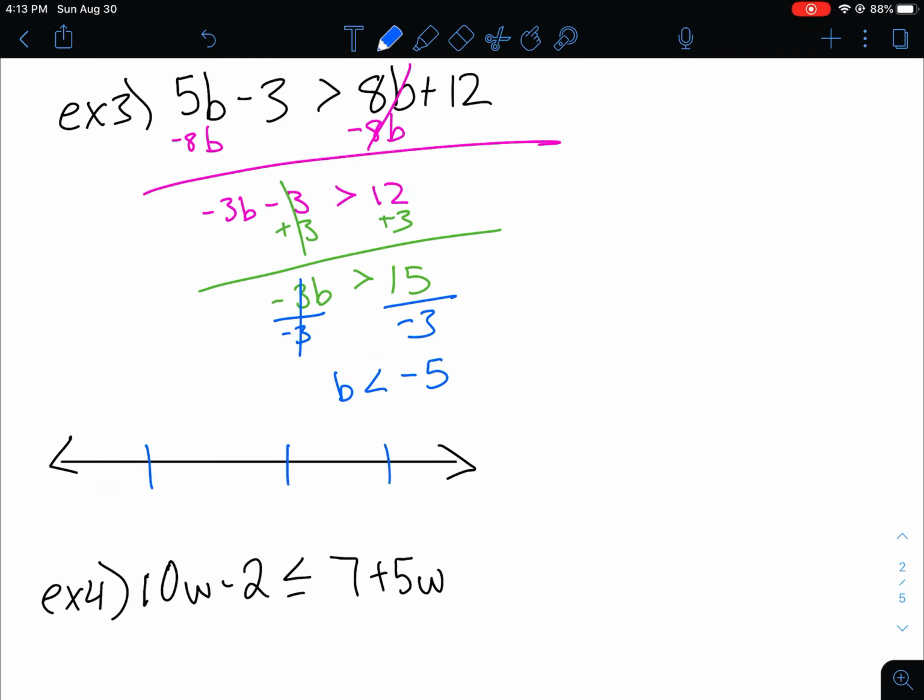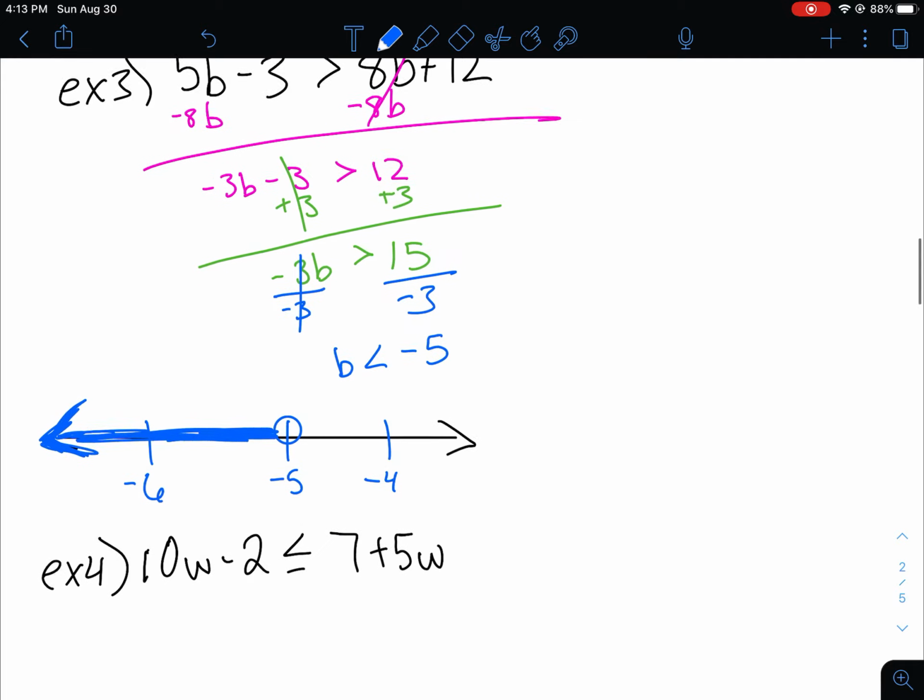So I have negative 6, negative 5, and negative 4. And it is going to be an open circle. And I'm going to point it to the left-hand side because it's saying b is less than negative 5. So that is why I shade to the left.